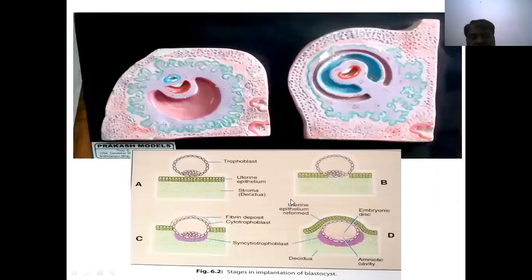Next is the placenta formation. You know how the placenta is formed. See here, first we'll go to the starting stage, like the trophoblast and inner cell mass. After fertilization, the zygote immediately starts cleavage. Two cells become three, three become four, four become eight, and then the 16-cell stage.